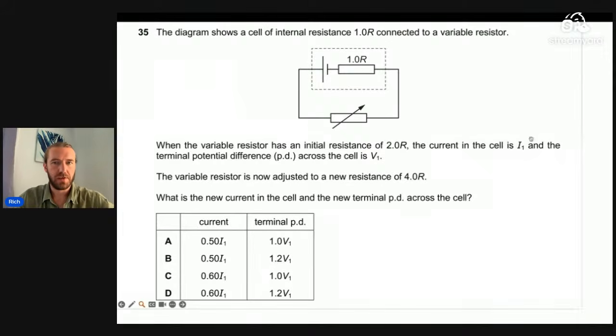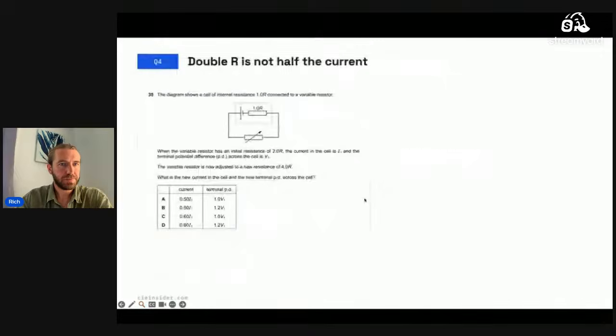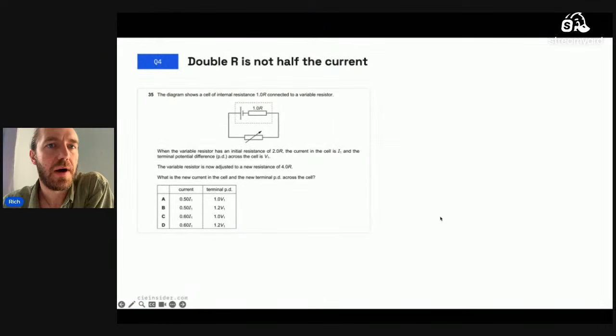All right, folks, let's have a look at this one then. So we've got internal resistance of 1.0 R. Then we have a variable resistor with an initial resistance of 2.0 R. The current in the cell is I1 and the terminal PD across the cell is V1. The variable resistance is now adjusted to a new resistance of 4R, and it asks for the new current in the cell and the new terminal PD across the cell.